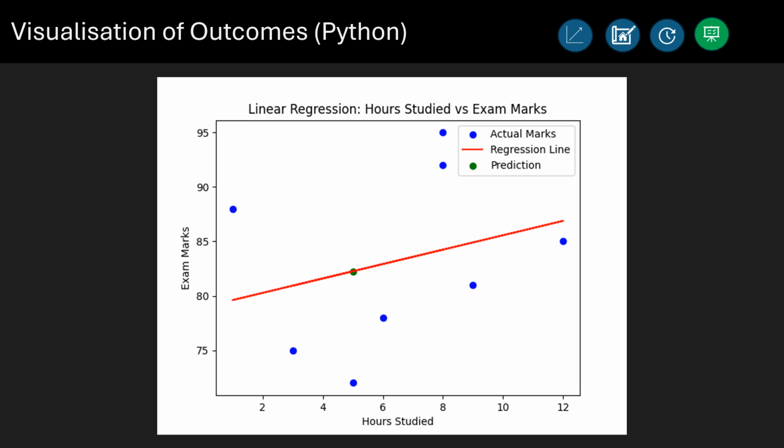Here in the graph generated, the blue points represent the actual dataset, the marks versus hours studied. The red line is the regression line, showing predicted marks based on hours studied, and the green point is the predicted mark for 5 hours of study. The graph highlights how the model predicts the trends as effectively as it can. I know someone might talk about the theory of diminishing results and overstudying, but we will not be covering that today.